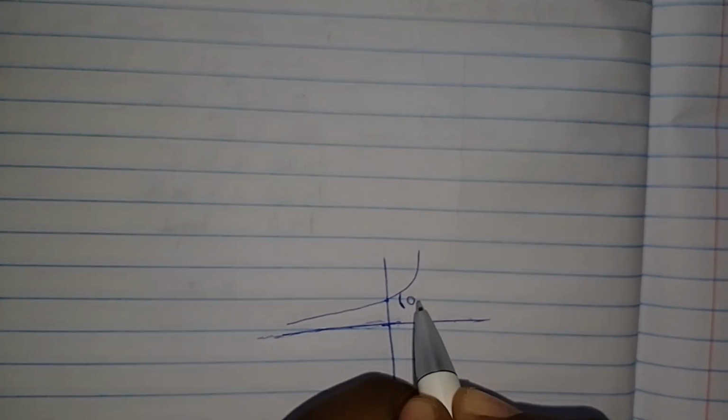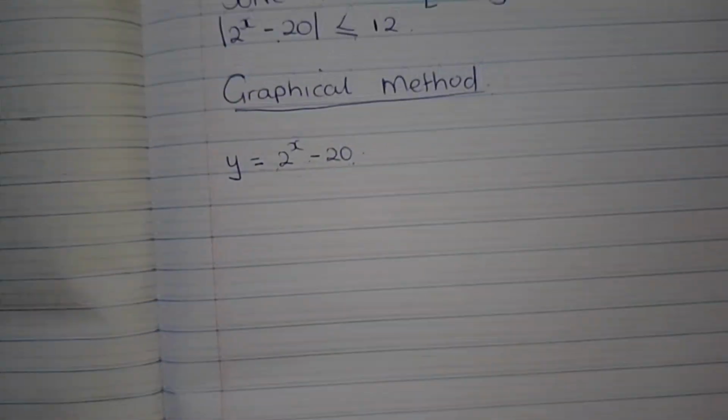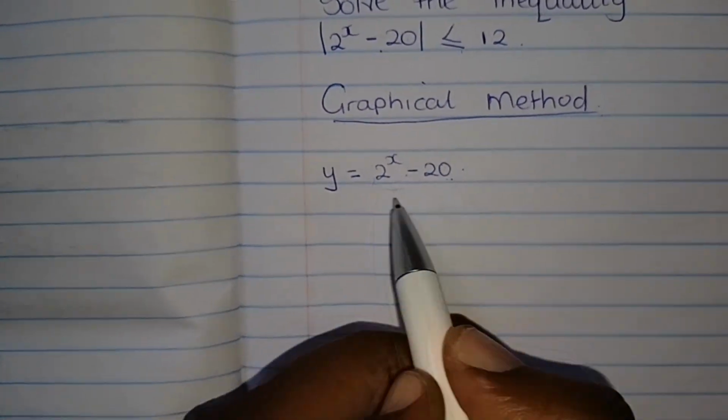Let me draw our exponential graph. It has an asymptote at y equals 0, and it passes through 0, 1. That's the graph of y equals e to the power x, our exponential graph. So with that in mind, we are going to sketch this graph.